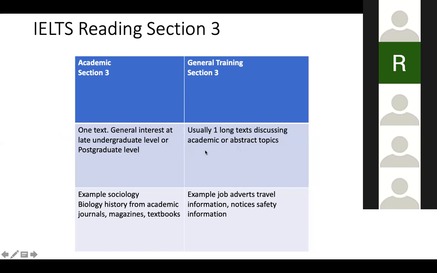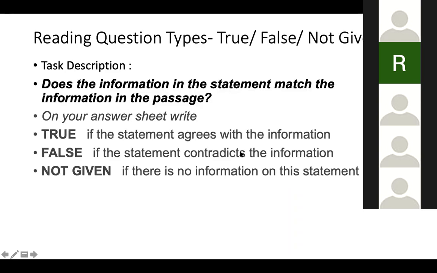And this is going to be academic, or it's going to be abstract topics. Couldn't be something familiar. So you'll have unfamiliar topics. So keep expecting a totally unfamiliar topic over here for your section 3, even if you're doing a GT. Okay, so be careful. Don't get confused or carried away because of the unfamiliar words.